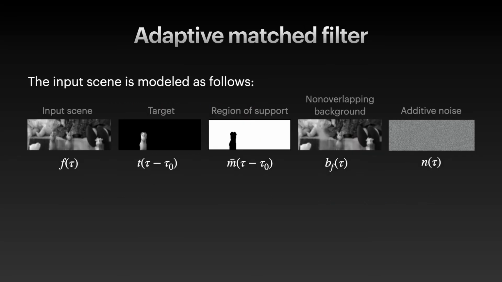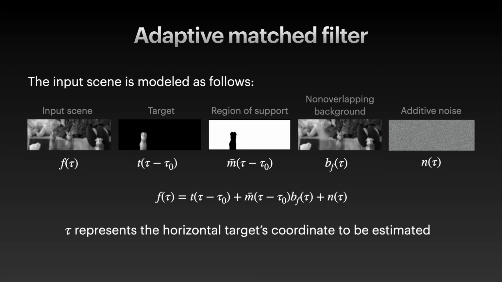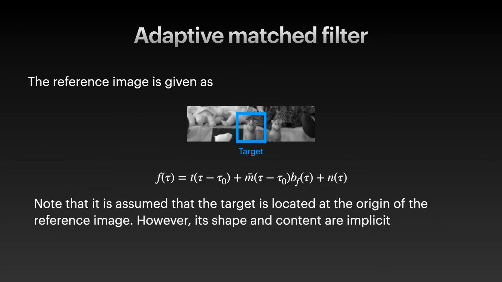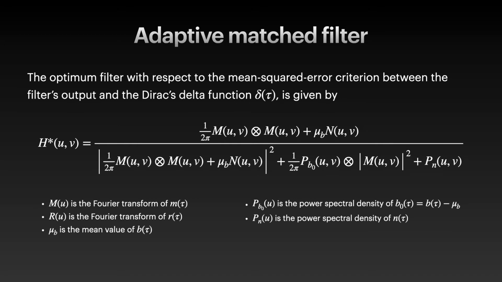The input scene fragment is represented by a non-overlapping image model by assuming that the location of the target is unknown. The non-overlapping image model is also used to represent the reference image by assuming that the target is located at the origin. A matched filter optimized with respect to the mean squared error criterion is designed to detect and locate the implicit target in the input scene fragment. This filter is adapted dynamically to the implicit target in the reference image.